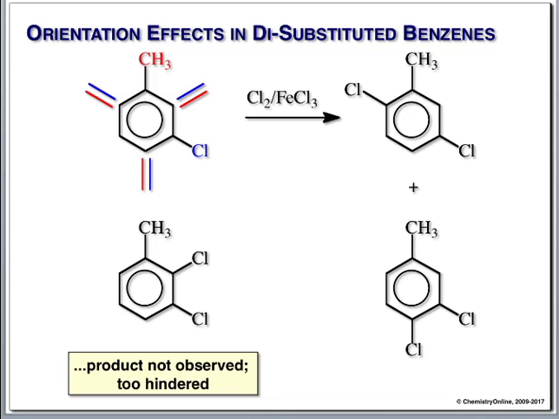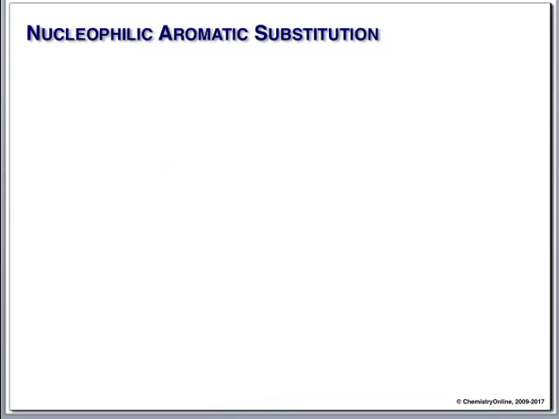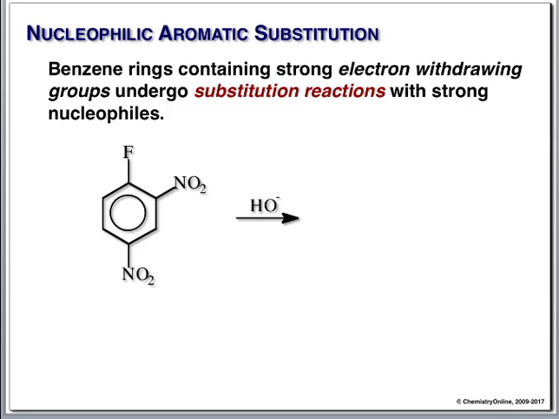All right, we have just done electrophilic aromatic substitution. There's another type called nucleophilic aromatic substitution. And it looks like this. If we take fluorodinitrobenzene and we dump this into base, hydroxide, the product of this reaction is the phenol.